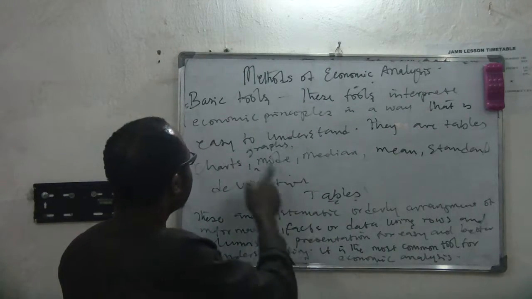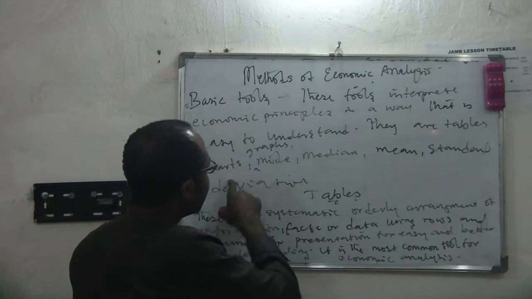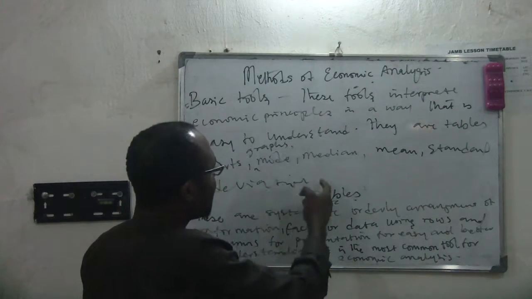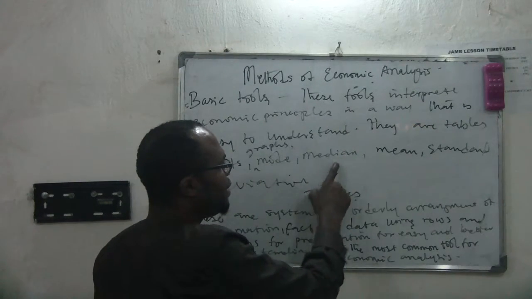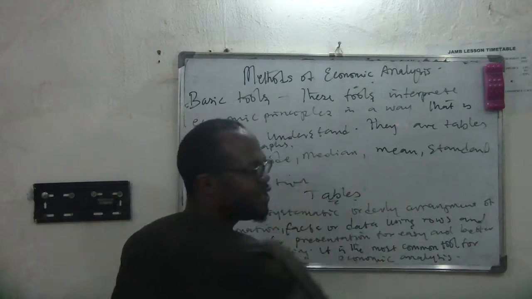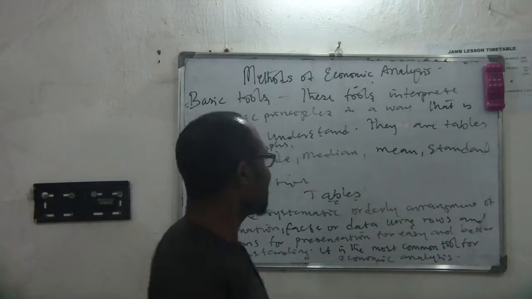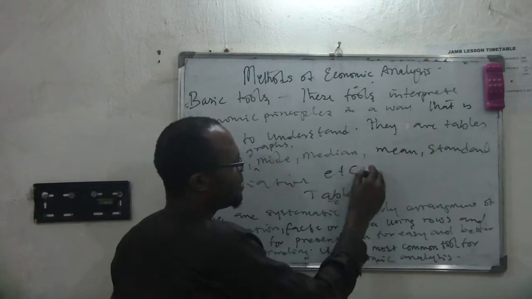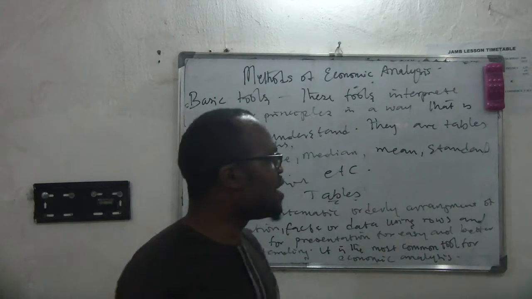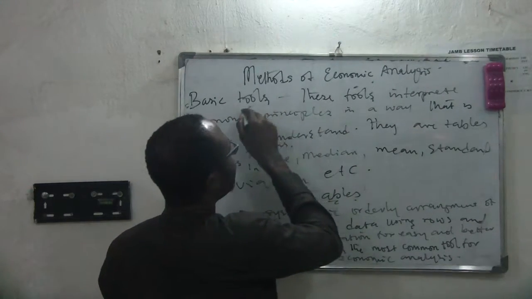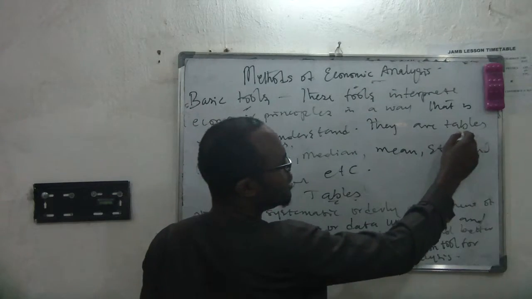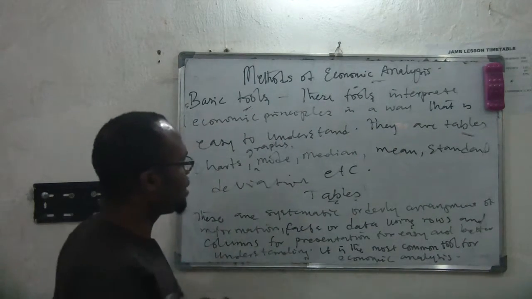Table is just one. There are many of them. You can use also what? Charts. You can use what? Graphs. You can use what? Mode. You can use median. You can use mean. You can use standard deviation and other ones, etc. Is that clear? So now we're going to take the first basic tool of economic analysis, which is known as what? Table. What is a table?